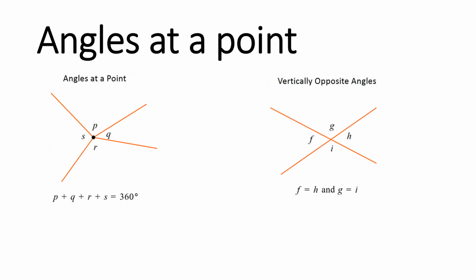And then if you look at the one on the right, they're vertically opposite angles. We have two straight lines that are intersecting. These two straight lines that are intersecting create equal angles that are vertically opposite each other. So we can see that angle G and angle I would be equal, and angle F and angle H would be equal.